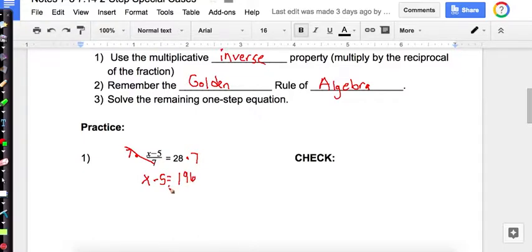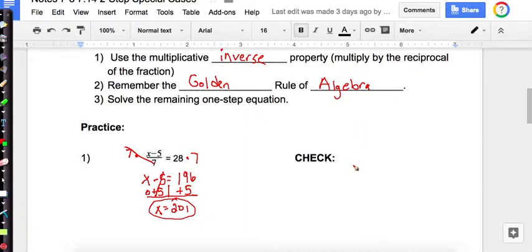Now draw your t. The opposite of subtracting 5 is adding 5. What happens to the 5s? Remember, they cancel because when we have minus 5, that's like saying negative 5 plus 5, which equals 0. Additive inverse. And 196 plus 5 is 201.